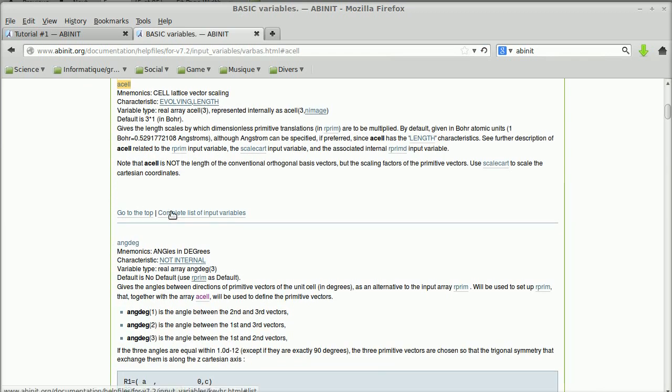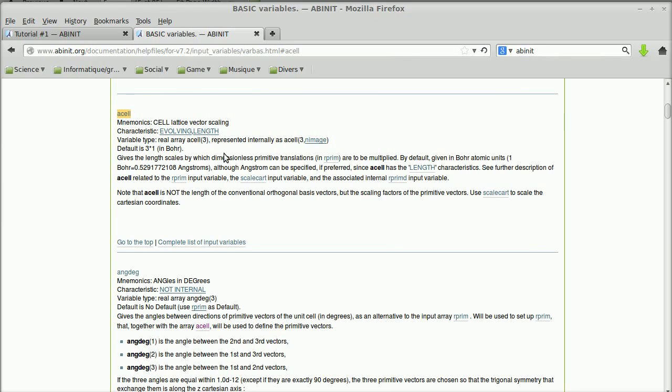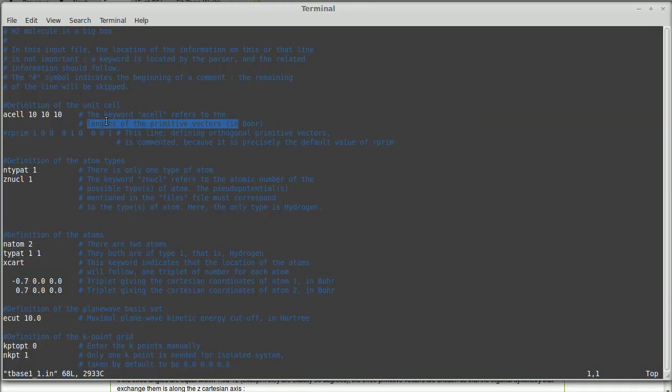And so we can go into this input variable list, and we can see, for example, the acell variable. So I click on it, and you have a number of extra information. It tells you that it's in bohr units. It tells you that it's the unit cell vector, as commented here. And in order to define the primitive cell that you will be using, you usually need two variables, this acell and then another one. So usually you will use rprim. So rprim is the vector in Cartesian coordinates.